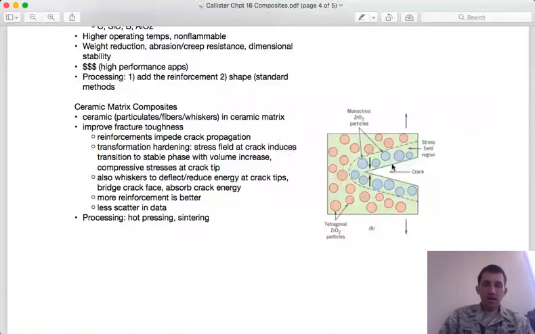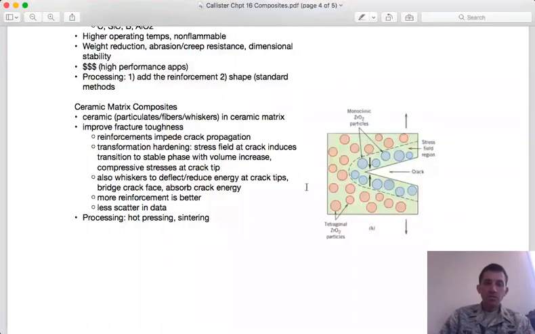You also might have the instance where you would have a whisker or a fiber that actually spans the crack, right? And so for the crack to propagate, it's going to have to either break the bond or break the fiber, right? And breaking either takes energy. And so similar to deformation of a metal at a propagating crack tip, absorbing energy, breaking this bridge does the same thing.